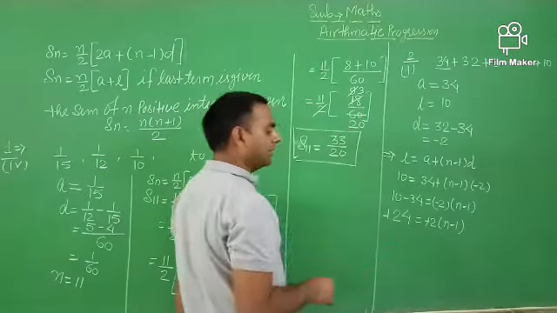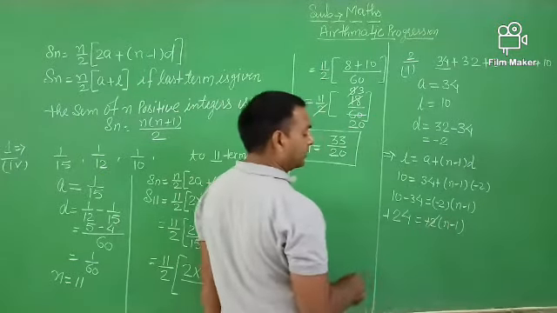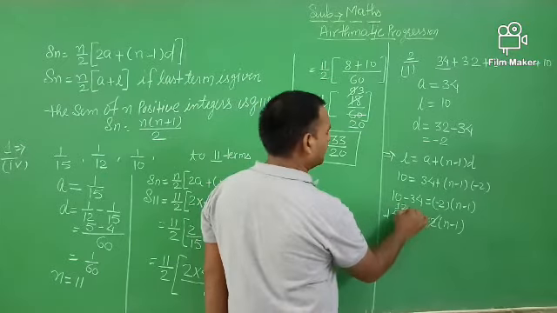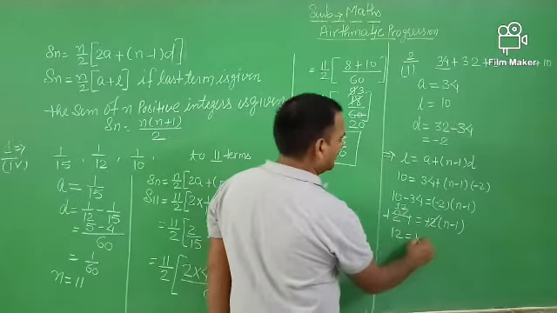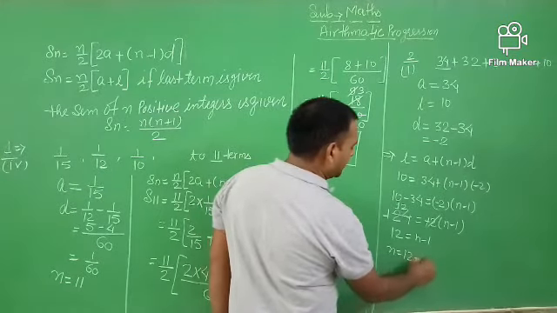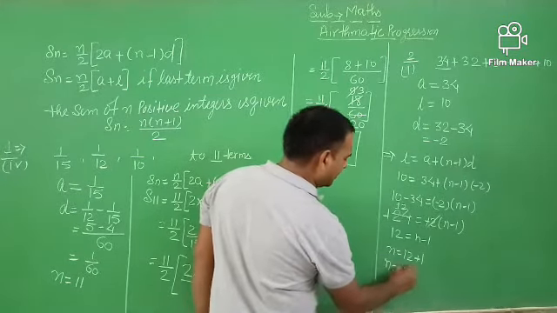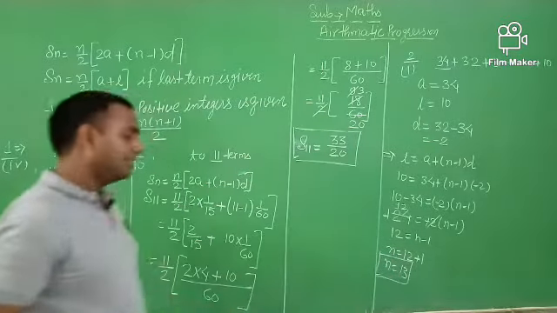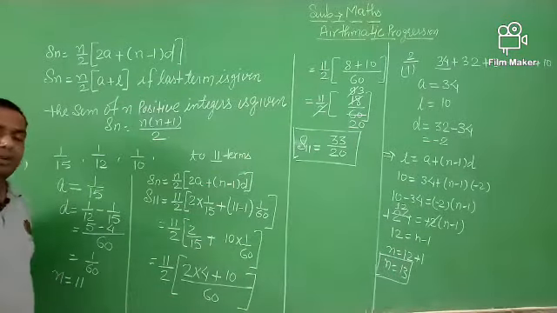Minus is cancelled by minus. You divide 24 by 2, 2 ones are 2 and 2 twos are 4. So 12 is equal to n minus 1. Therefore n is equal to 12 plus 1, and n is equal to 13. Here you can see that the value of n is equal to 13.